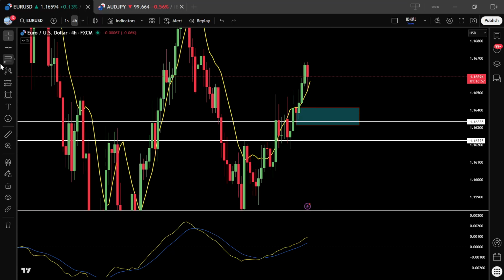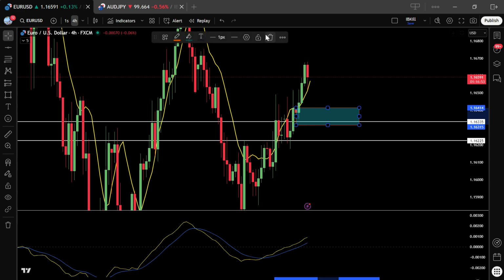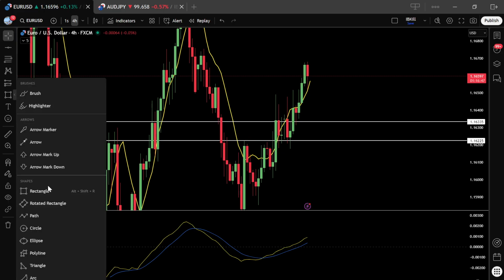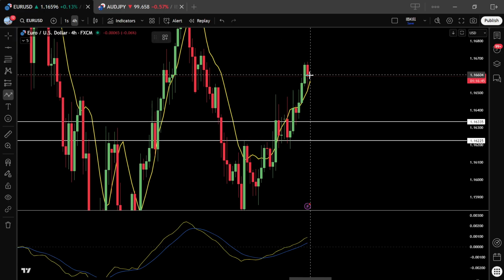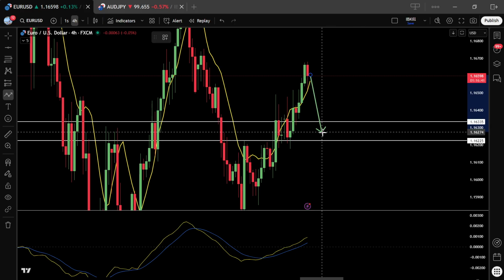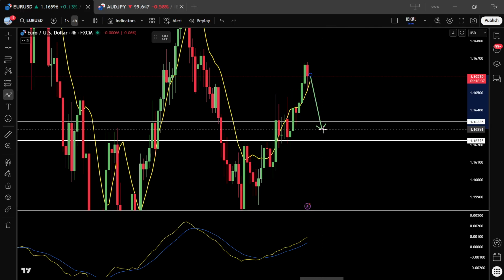So let's draw this zone now. So I want price to drop down into this kind of zone between these two white lines. On my trade idea, it's 116.300.